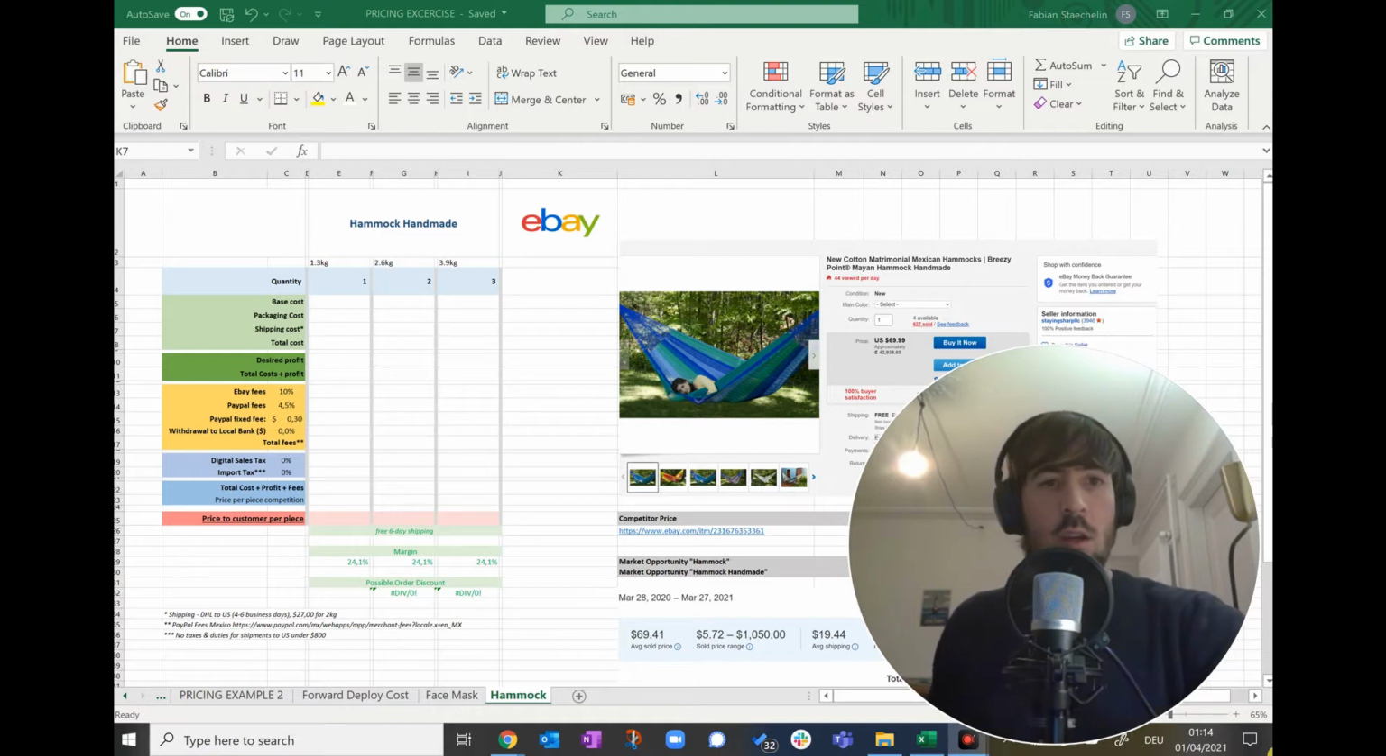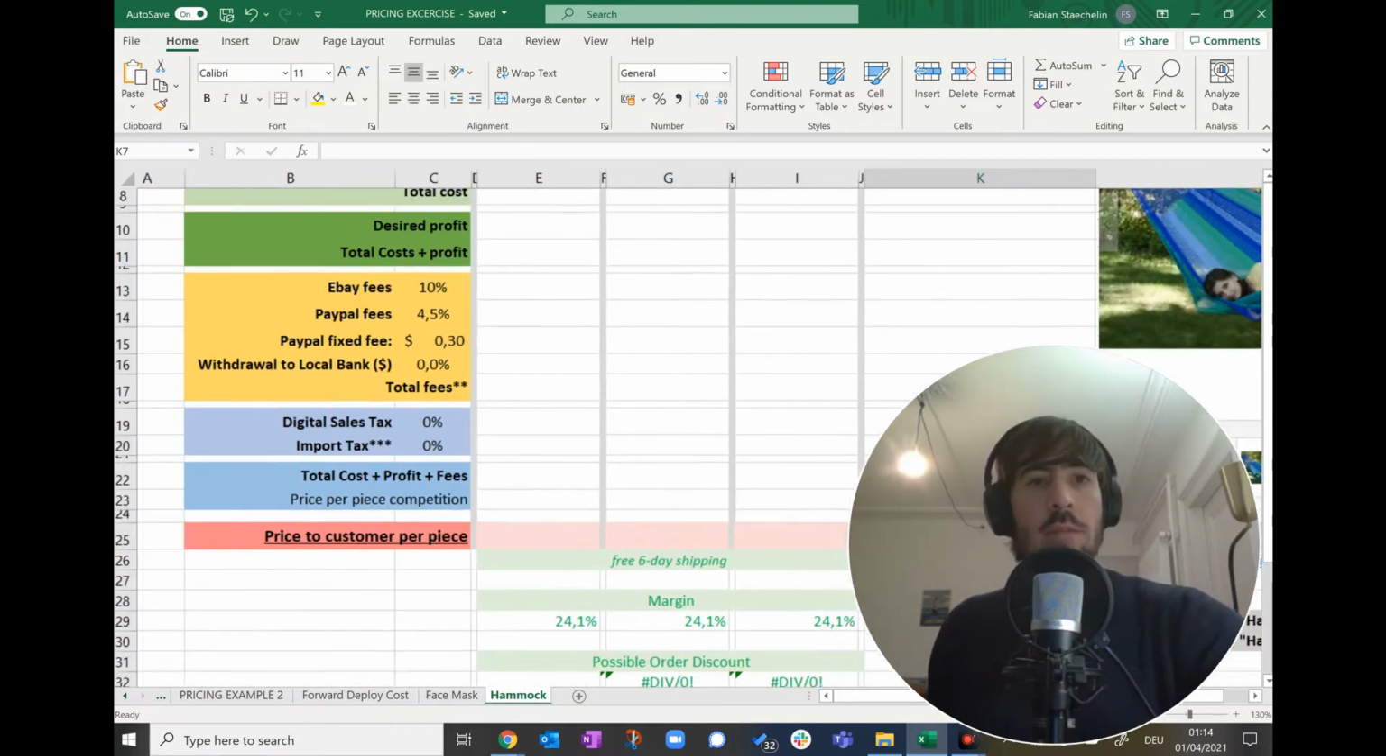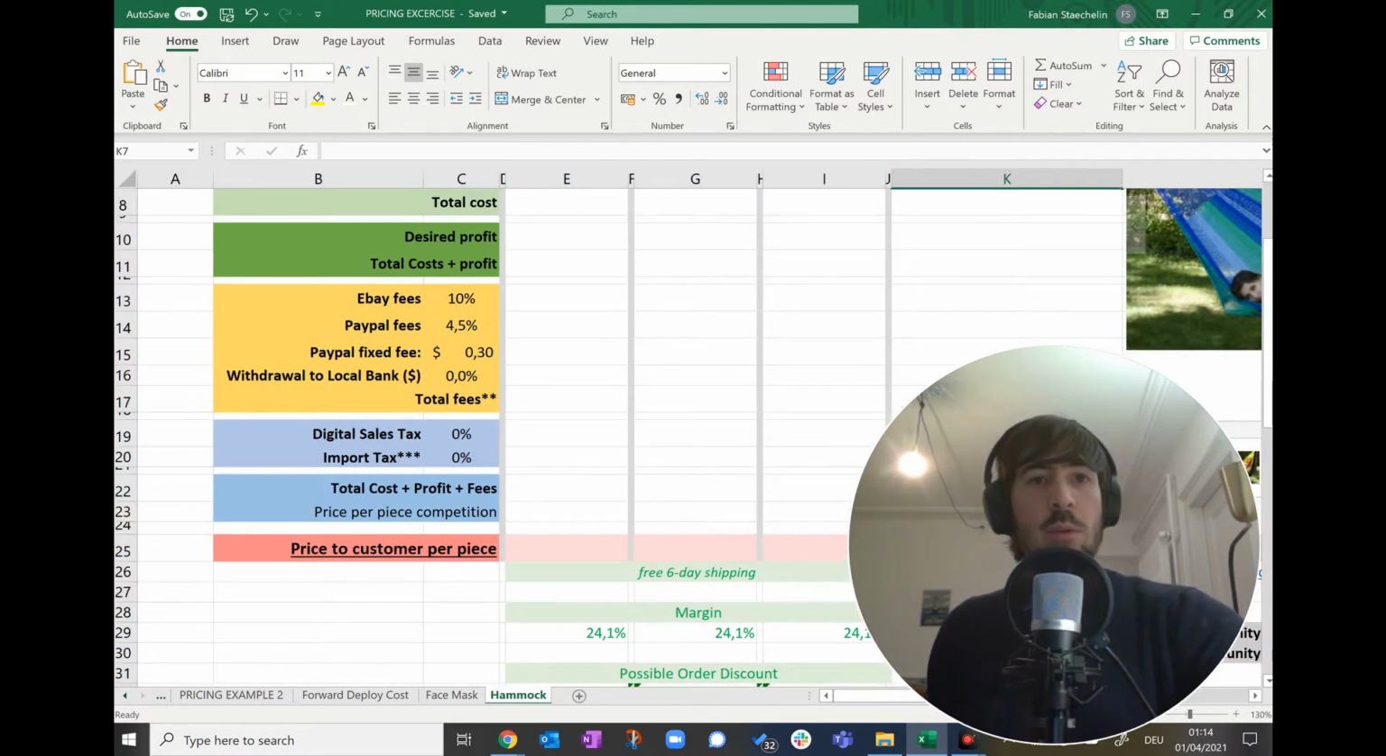So let's take a closer look at the fees for Mexico. We have the eBay fee, that's 10%. We have a PayPal fee for Mexico to the US, which is 4.5%. Actually, it's 4.45. Then we have a PayPal fixed fee of 30 cents.